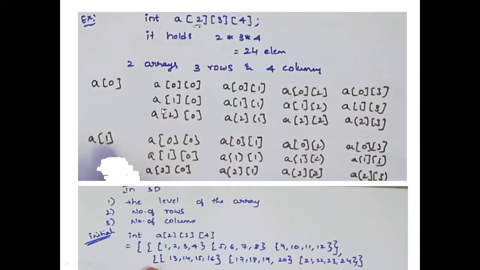And again, the value of the second index will change, that is, it is incremented to 1. Again a of 1, 0, 1, 1, 1, 2, 1, 3. Again, the second index is increased to 2, a of 2 comma 0, 2 comma 1, 2 comma 2, 2 comma 3.